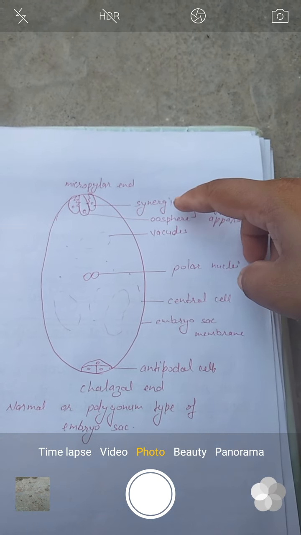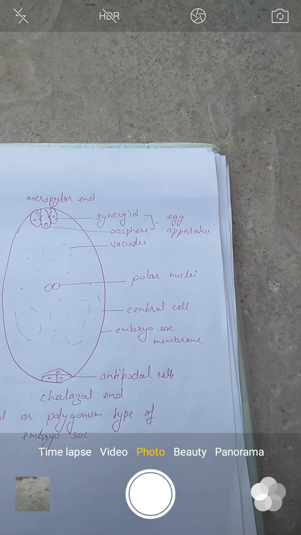The 3 micropylar cells are collectively known as the egg apparatus. These are the synergids and this is the egg cell, or we can say oosphere, and collectively they are called the egg apparatus. They are pyriform in outline and are arranged in a triangular fashion. The 3 cells of the egg apparatus have a concave common wall towards the micropylar half. They separate and become thin towards the central cell.